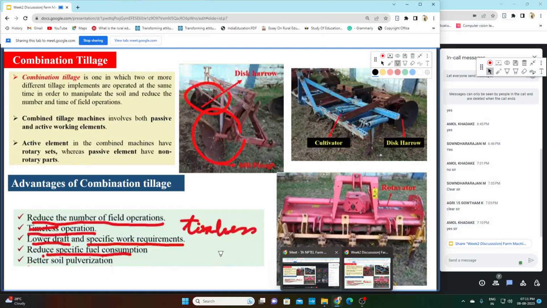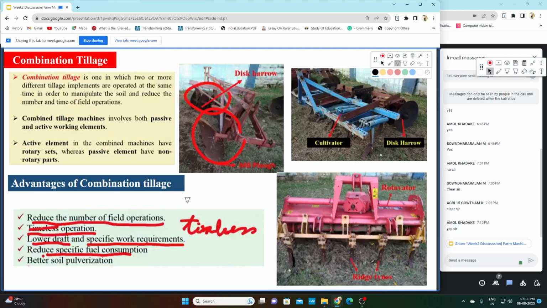Again, I am giving you a summary of what I have told. Combination tillage is a combination of two types of tillage implement at one go, okay. So at one go we are using more than one type of tillage implement, that is combination tillage. Why are we doing it? Because we want to reduce the number of field operations. Second, we want to have timeliness of operation.